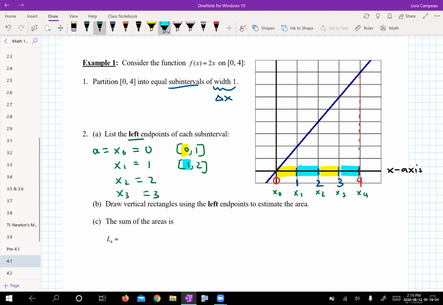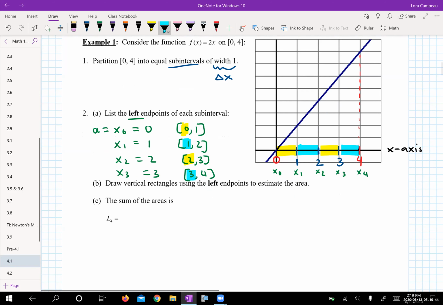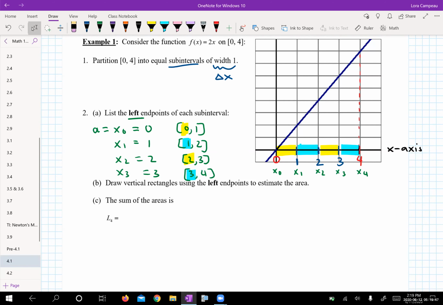The next subinterval from 2 to 3, the left endpoint is just a 2. That's the yellow interval. And the last teal one, I kind of alternated colors, from 3 to 4, the left endpoint is a 3. So we don't include the 4 in our calculations because we're only looking at the left side. Now, what does this mean? This is giving you the motivation on calculating the heights.